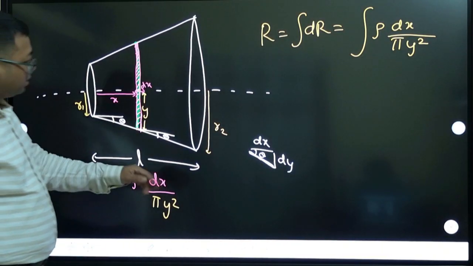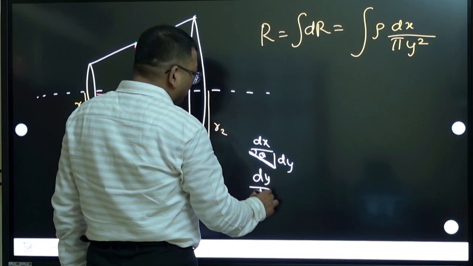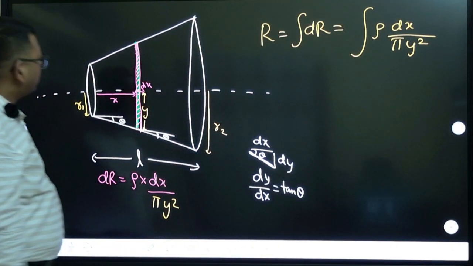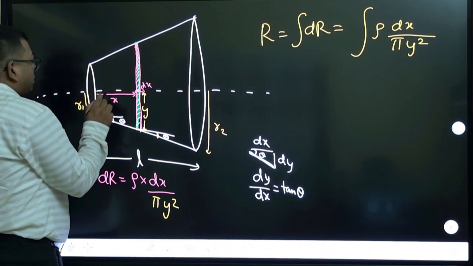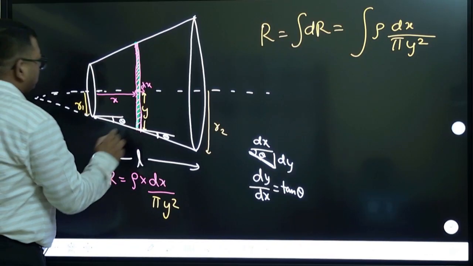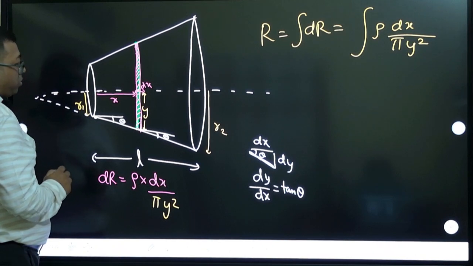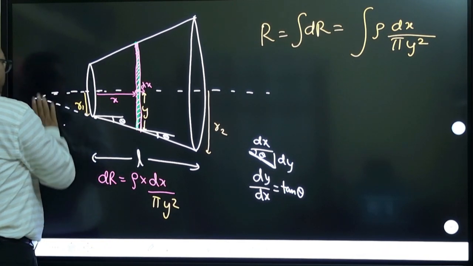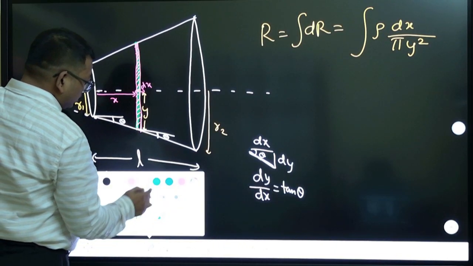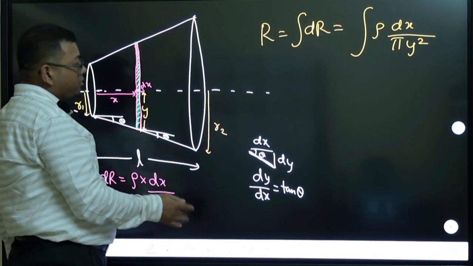So dy by dx is tan theta. From here you can understand dy by dx is tan theta, and we can calculate this tan theta because if I extend this one, it will become a right triangle. If you don't want to, you may think in a simple way: change in y by change in x.